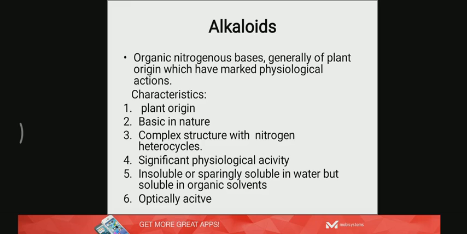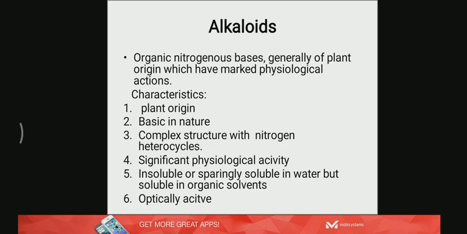What are alkaloids? Organic nitrogenous bases, generally of plant origin, which have marked physiological actions. As the name indicates, alkaloids are alkaline. Why? Because they contain nitrogenous heterocyclic rings. Whenever there is nitrogen, there will be a lone pair and it will be a base. And they are mainly obtained from plants, just like all other natural products.